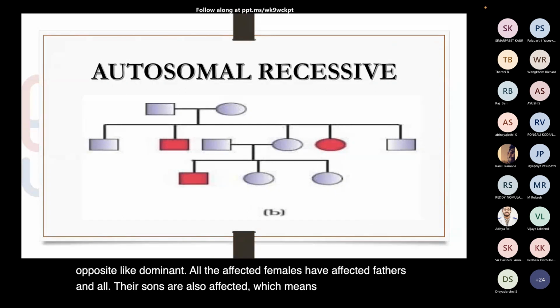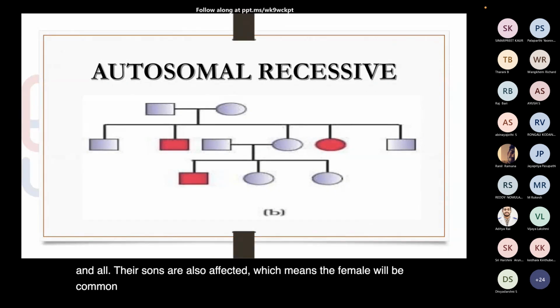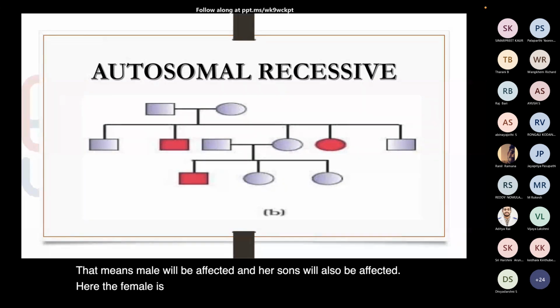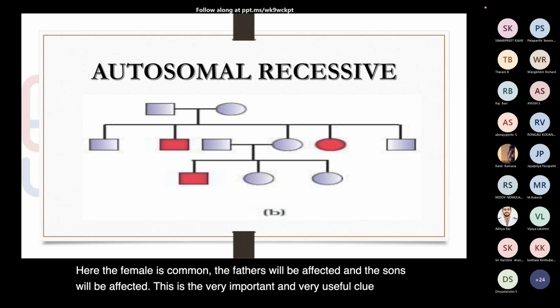The father will be affected. That means the male will be affected, and her sons will also be affected. Here the female is common, the fathers will be affected and the sons will be affected. This is a very important and very useful clue for autosomal dominant and recessive. Thank you.